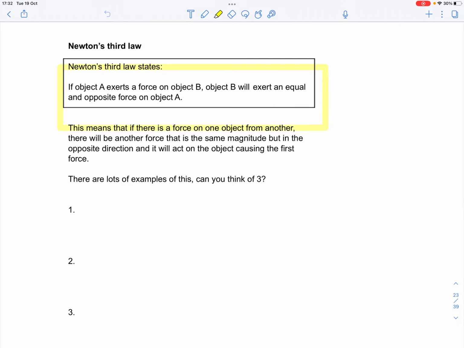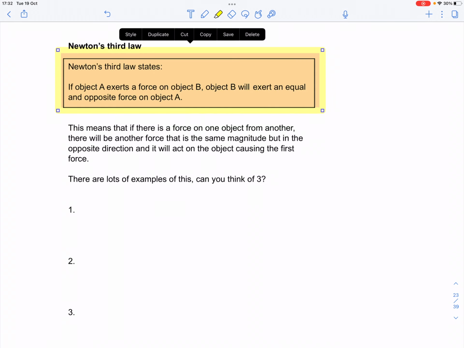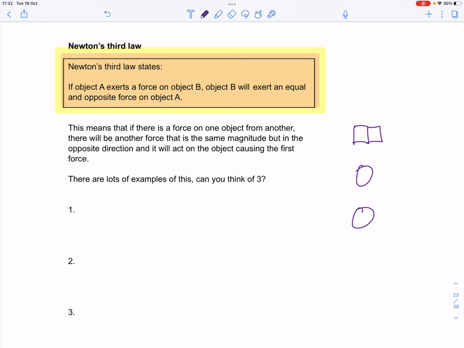And here is a statement of Newton's third law, and it says this: if object A exerts a force on object B, then object B will exert an equal and opposite force on object A. And this is always true. Forces always come in pairs. So wherever you have two objects, if they're in contact or if they're not in contact, they will always exert a force on each other. And those forces will not only be opposite, they will be the same. They'll be equal in magnitude.